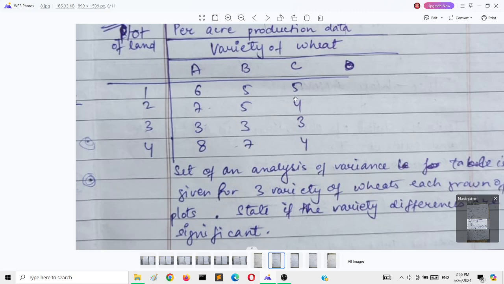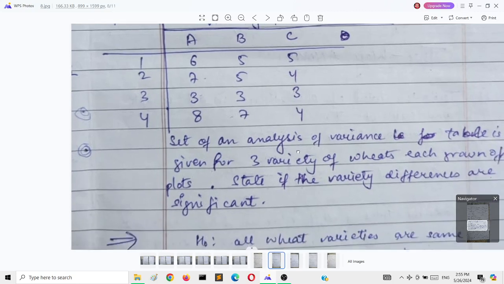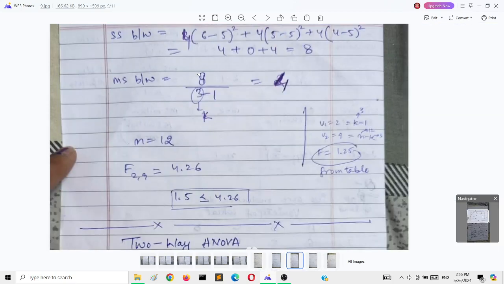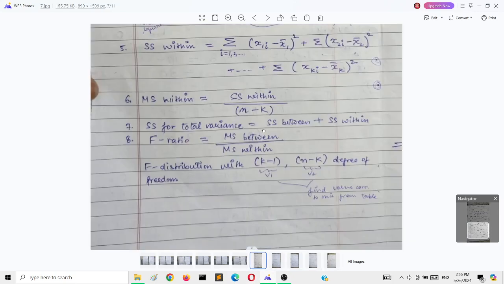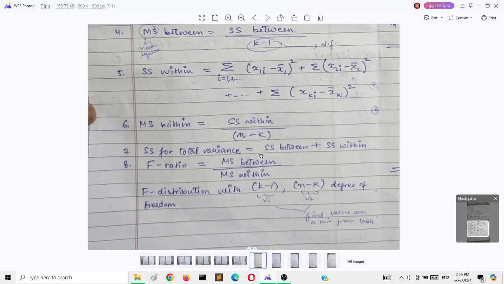Then you divide by n minus k. N is 12 and k is 3, so 12 minus 3 is 9. You divide by 9, and that's how you get the MS within. So you calculated the MS between, which came out to be 4, and you get the MS within. You get the F statistic by dividing the between term, 4, by the within term. In this fashion you get the F statistic ratio as described in this slide.